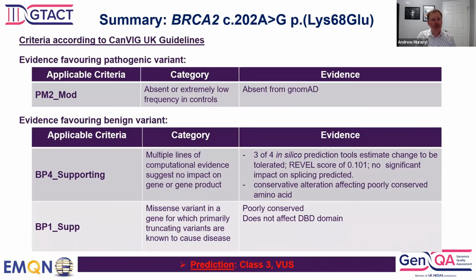So this is where it gets a little interesting. If you're using the CanVIG-UK guidelines, you use the evidence slightly differently for this. So being absent from gnomAD would qualify for a PM2 moderate. You would also have the BP4 supporting because of the REVEL score. But using guidance from the BRCA1 and 2 specific CanVIG-UK guidelines, you can also use BP1 supporting, as it's not in the DNA-binding domain of the gene. You still arrive at a class 3, a variant of uncertain significance, but you do have different or slightly modified evidence to get you to this point.